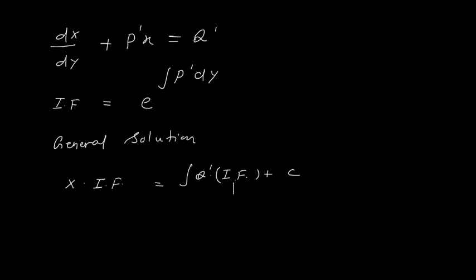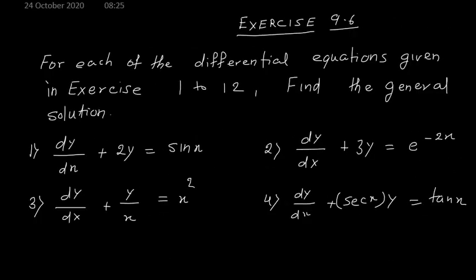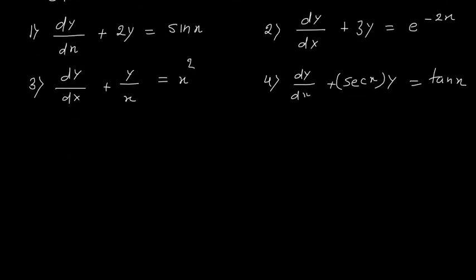So let us see how we do this with a few problems. For each of the differential equations given in exercise 1 to 12, find the general solution. A few problems are given, and we have to write the general solution. The first problem is dy upon dx plus 2y is equal to sin x. This is already in the form of a linear differential equation.